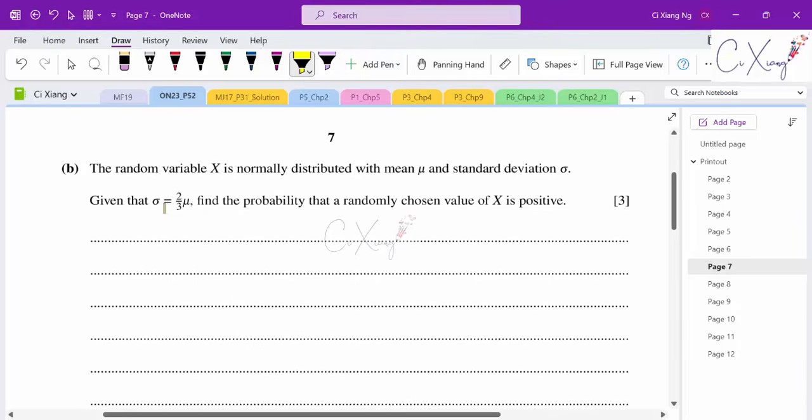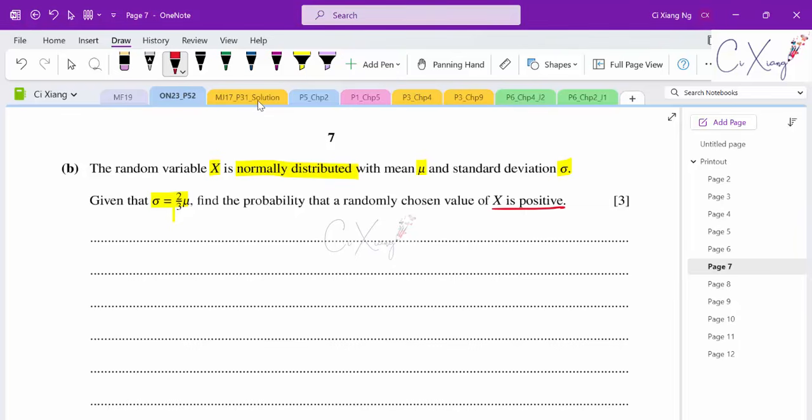Okay, so now they are telling us that X is still normally distributed. But now I don't know the mean and standard deviation. But they give us the value that standard deviation equals 2 over 3 mu. Then they want to find the probability that the chosen value of X is positive. So chosen X is positive means that X is greater than 0, right? So you want to find the probability of X greater than 0.